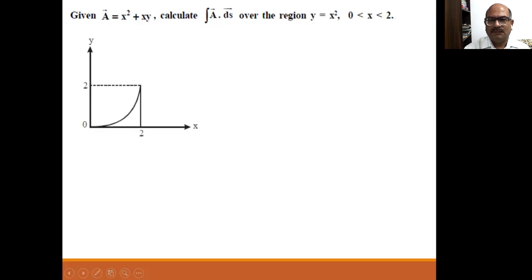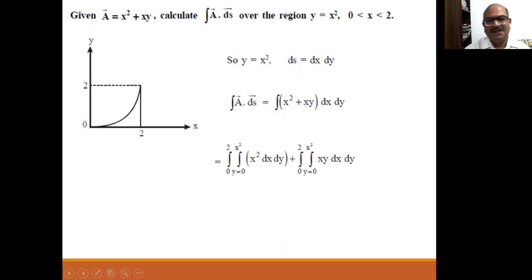If you can draw this curve, x square plus xy, it will look like this. So x is in between 0 to 2, and accordingly the value of the other parameter is changing. So y is equal to x square, so that x square part is there. So ds is equal to dx dy. So A dot ds is the vector x square plus xy times dx dy.